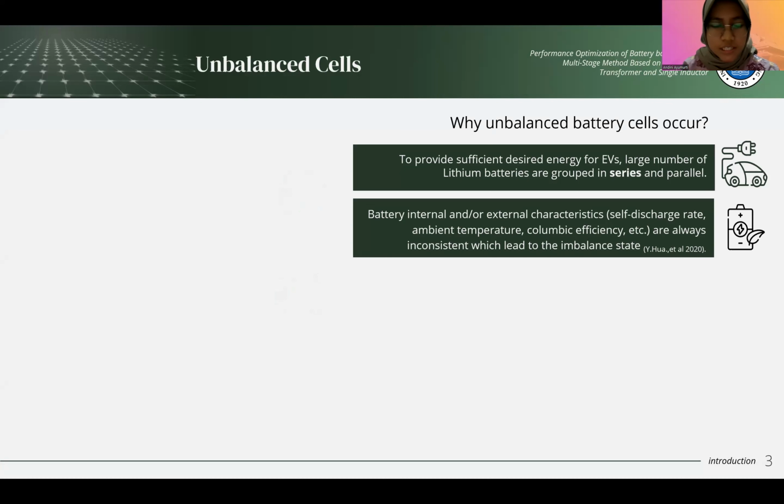The first one is that we might have noticed the increasing trend of electric vehicles being desired throughout the years. To provide the sufficient desired energy for electric vehicles, it is important to support a large number of lithium batteries that are grouped in series and also in parallel. But unfortunately, these batteries connected in series and parallel do not always have consistent characteristics like self-discharge rates, ambient temperature, coulombic efficiency, and so on, which may lead to an imbalanced state.